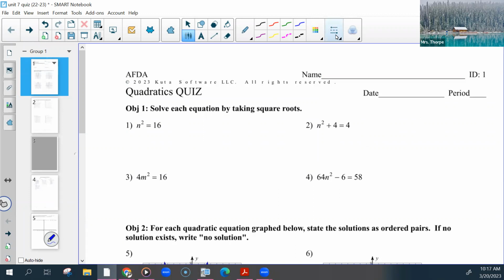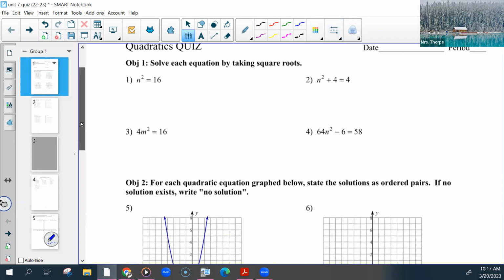Especially if you were not here, make sure you're writing this stuff down, or if you didn't get something, make sure you're writing stuff down. So for the first section, you had to solve these by taking the square roots. So if you didn't take the square roots, you basically missed the whole point of what we were trying to do.